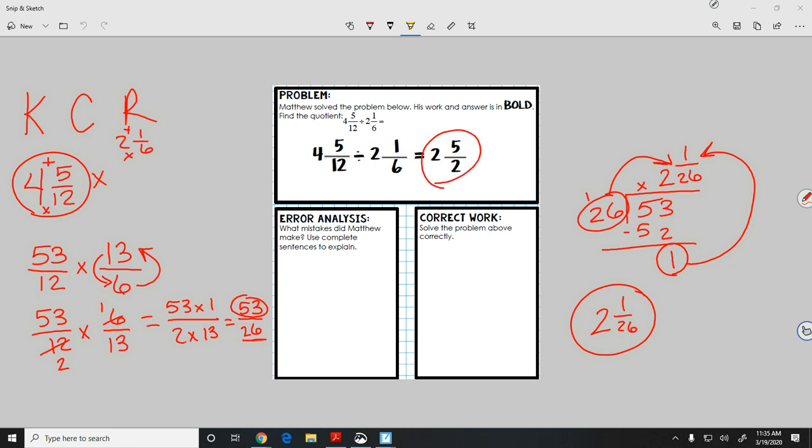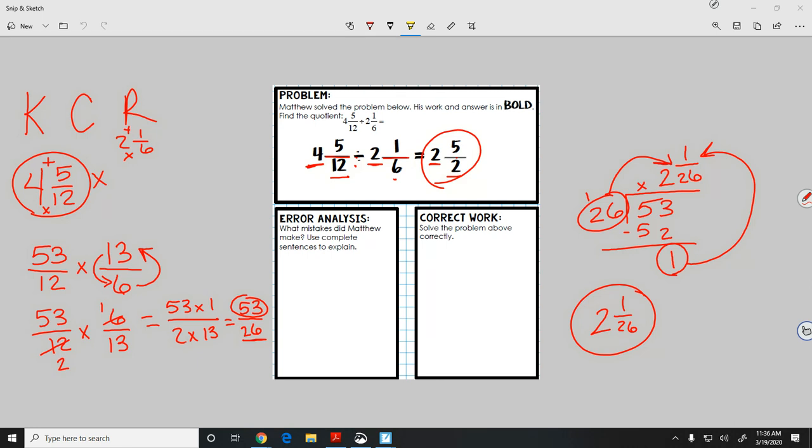Now, Matthew got 2 and 5/2. So what did he do wrong? Well, first of all, he didn't keep, change, reciprocal. Second of all, he didn't change them to improper fractions. What he did is 4 divided by 2 equals 2, 5 divided by 1 is 5, and 12 divided by 6 is 2. So he just did it all completely wrong.